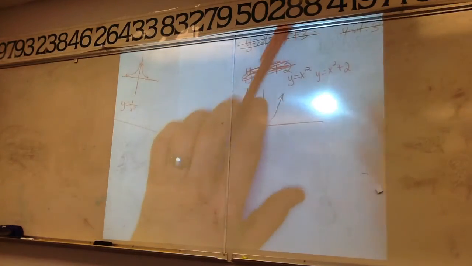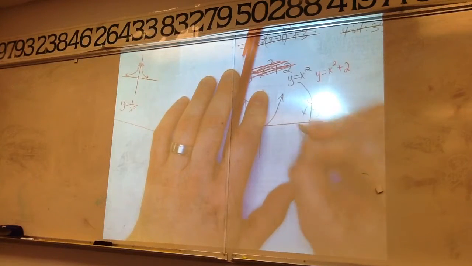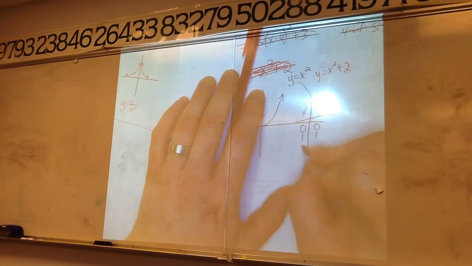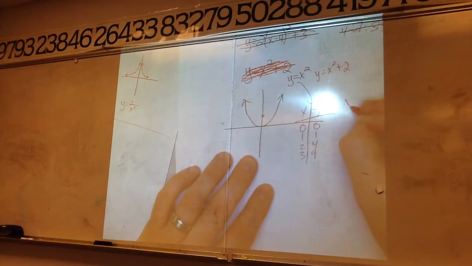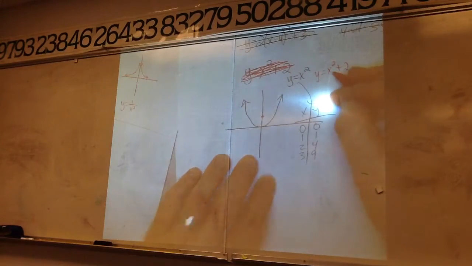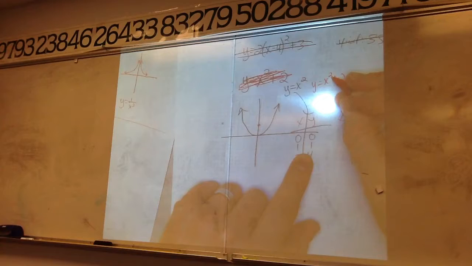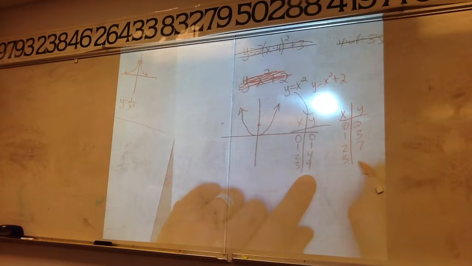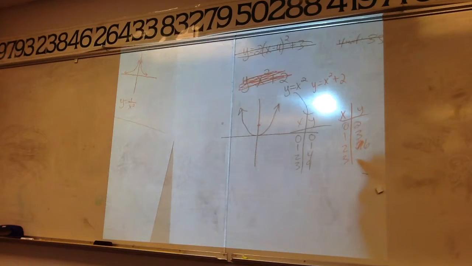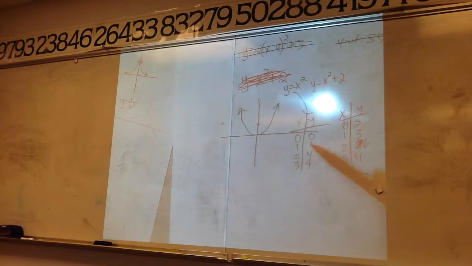If I made a table for this one, 0, 0, 1, 1, 2, 4, just squaring everything, right? 3, 9. How is this table going to be different? 0 is 2. 1 squared is 1 plus 2 is 3. 2 would be 7. 3 would be... Wouldn't that be 6? Because 2 squared is 4. 6. Yeah, I don't know how to add. 12. 11. Look at the difference. Isn't every y value just getting 2 added to it?